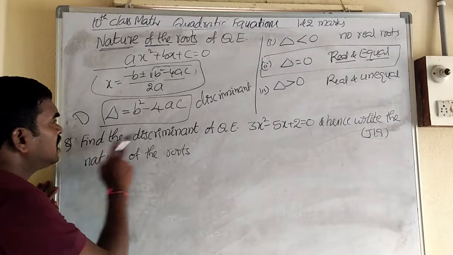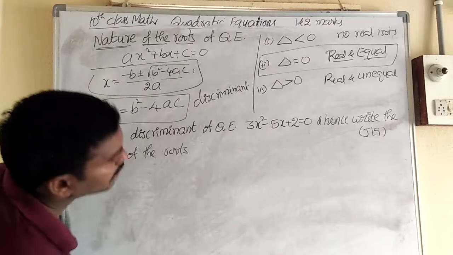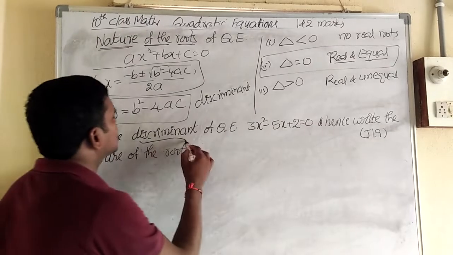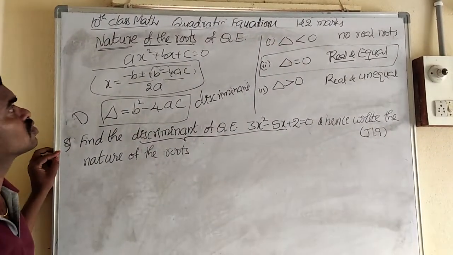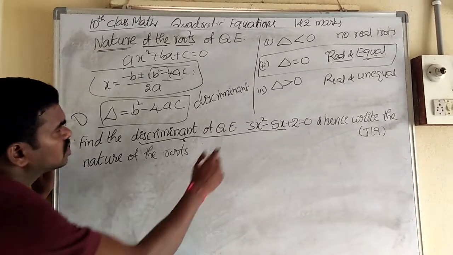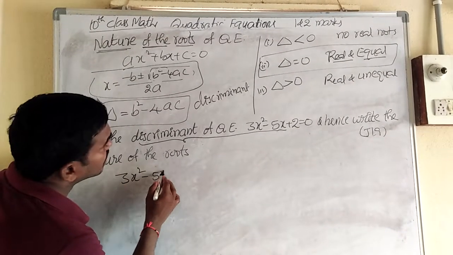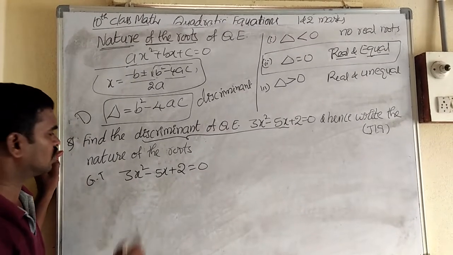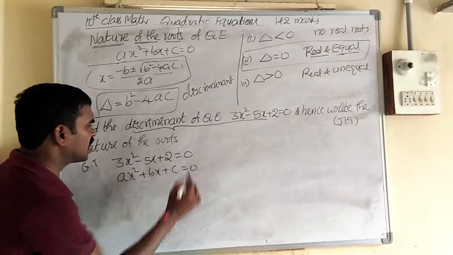For example, the question is: find the discriminant of the quadratic equation 3x square minus 5x plus 2 equal to 0, and hence write the nature of the roots. First he is asking for the discriminant of the given equation. The nature of the roots is very important for our exams. See the concept. Given equation is 3x square minus 5x plus 2 equal to 0, comparing with the general equation ax square plus bx plus c equal to 0.